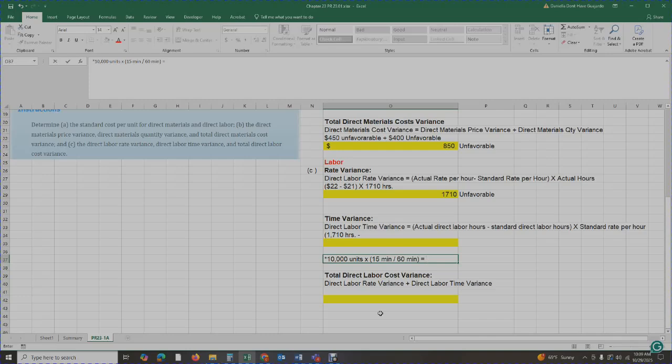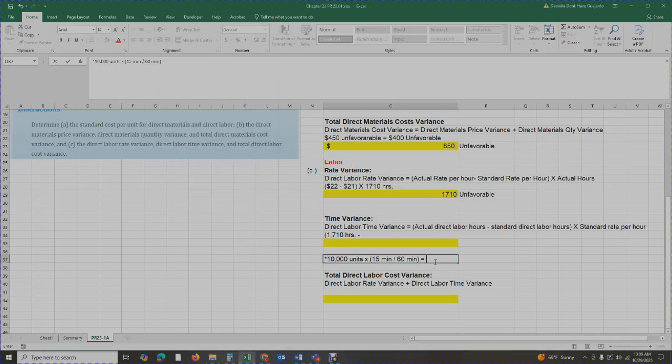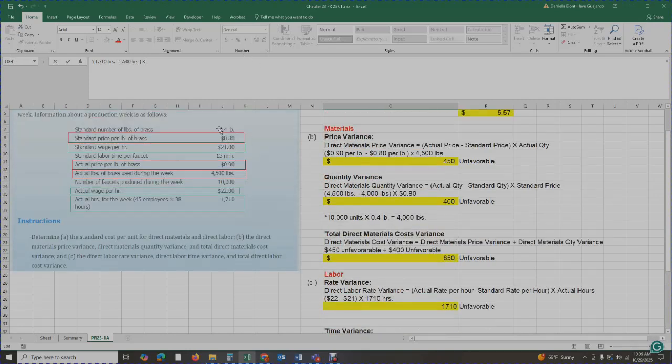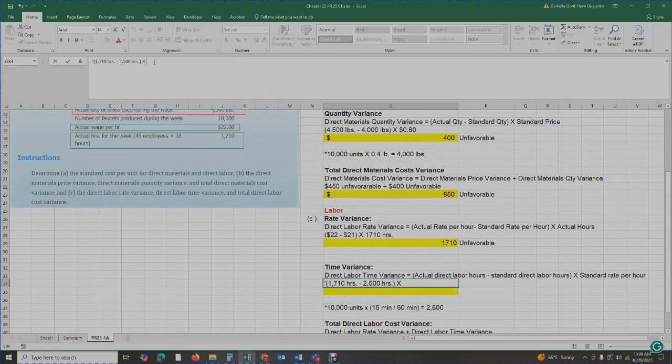If I do the math, let me get my calculator. I don't want to mess up. 15 divided by 60 gives me 0.25. I multiply it by 10,000 units. That gives me 2,500. So my standard direct labor hours are 2,500. And then I'm going to multiply it by my standard rate per hour. My standard wage per hour up here is $21, so we're going to go ahead and multiply it by 21.